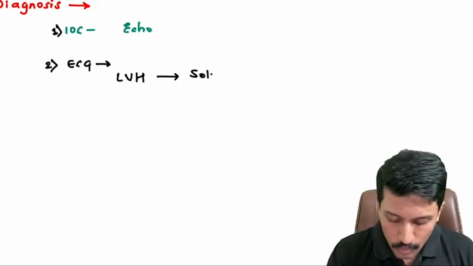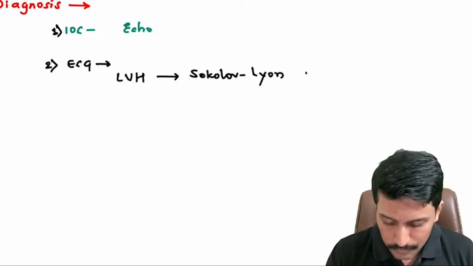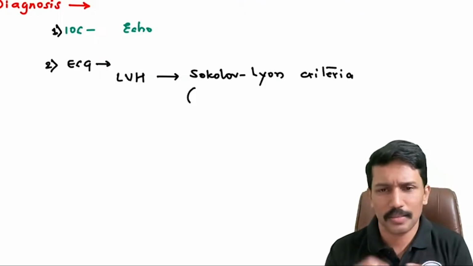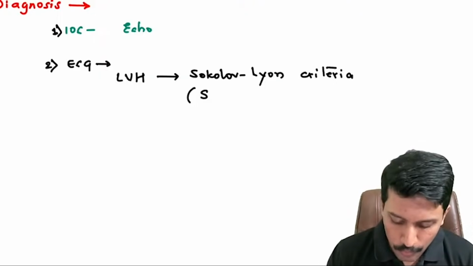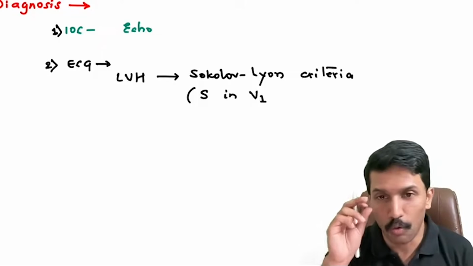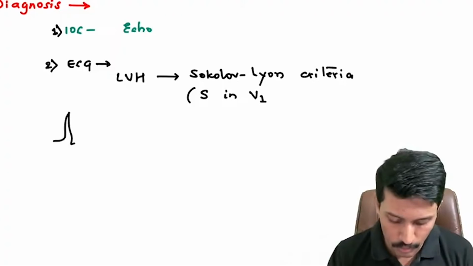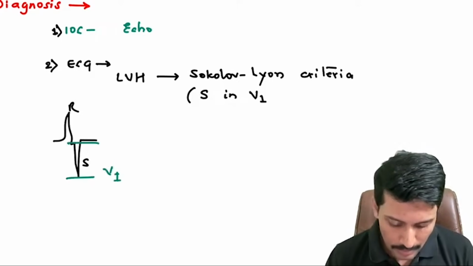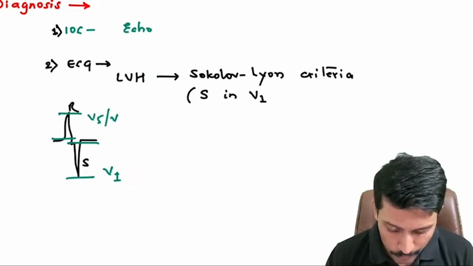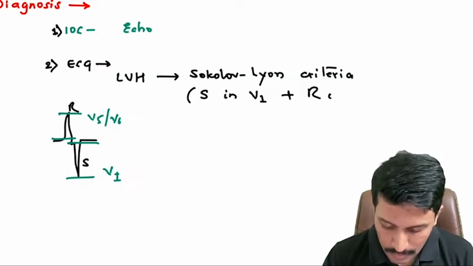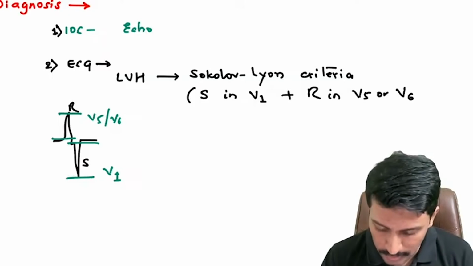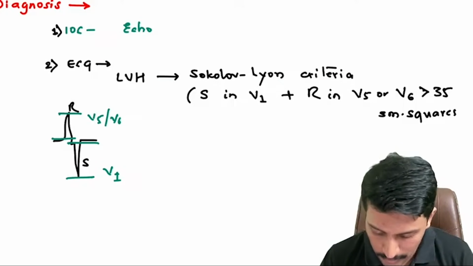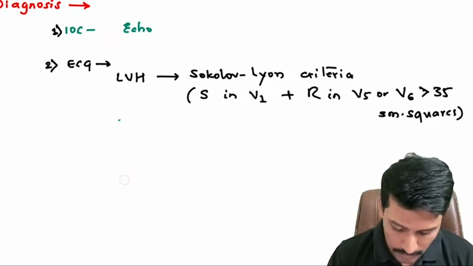If you have already watched my ECG series, you know how to recognize left ventricular hypertrophy. We follow a criterion called the Sokolow-Lyon criteria. You don't have to write it in your paper, but just for a quick recap, it is a simple mathematical formula. We are looking at the depth of the S wave in V1 and the height of the R wave in V5 or V6. S in V1 plus R in V5 or V6, if it is more than 35 small squares, it indicates that you have left ventricular hypertrophy.